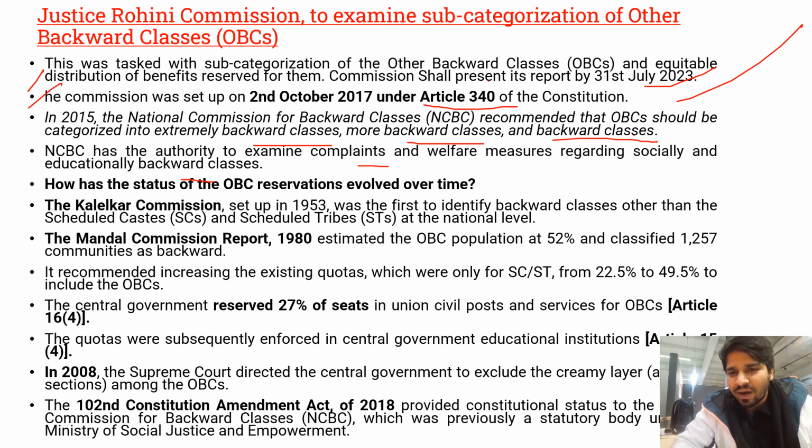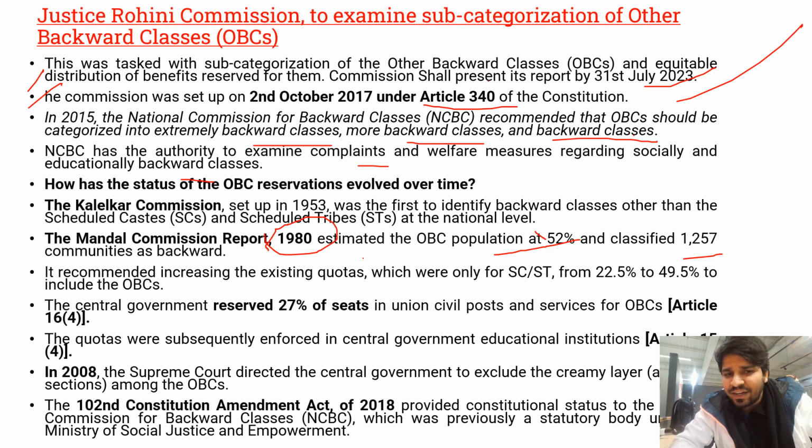So how the OBC reservation has evolved till now, let's understand. Kelkar Commission, 1953, was the first to identify backward classes apart from scheduled tribes and scheduled castes at the national level. Then the Mandal Commission report, 1980, asked for 27% reservation for other backward classes, and it classified that, out of the total population, 52% constitutes other backward classes, right? And there are 1257 communities that are backward, right?